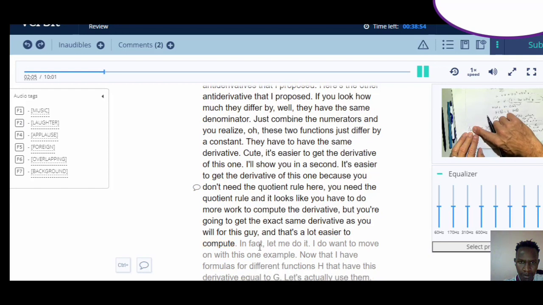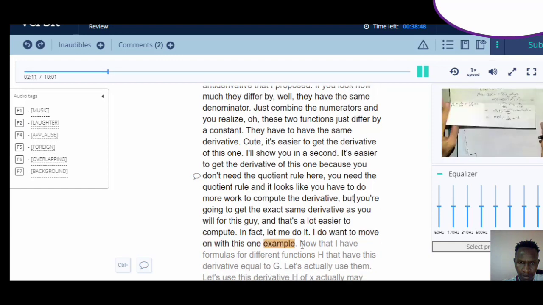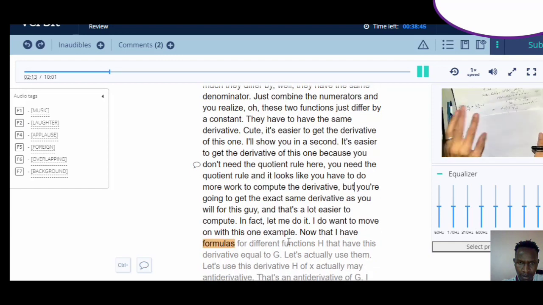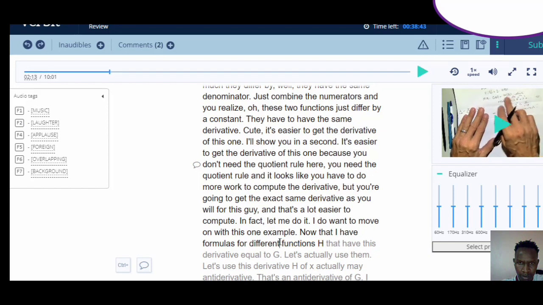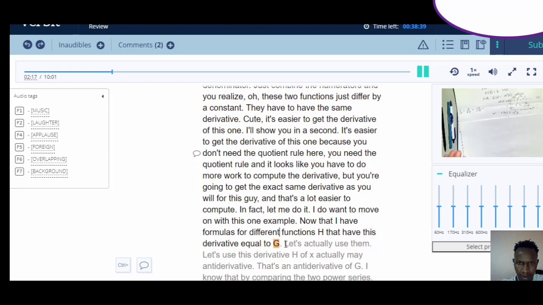In fact, let me do it. I do want to move on with this one example. So now that I have formulas for different functions h that have this derivative equal to g, let's actually use them.